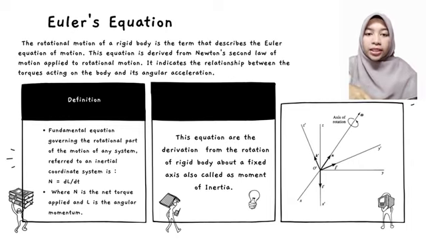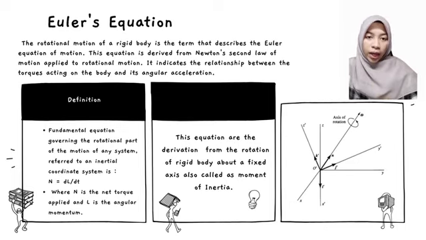So, we consider a rigid body rotating about a fixed axis. The Euler equation of motion is typically written in terms of the body-fixed coordinate system, which moves and rotates with the body. There are 3 Euler equations, one for each axis of rotation, which are X, Y, and Z.